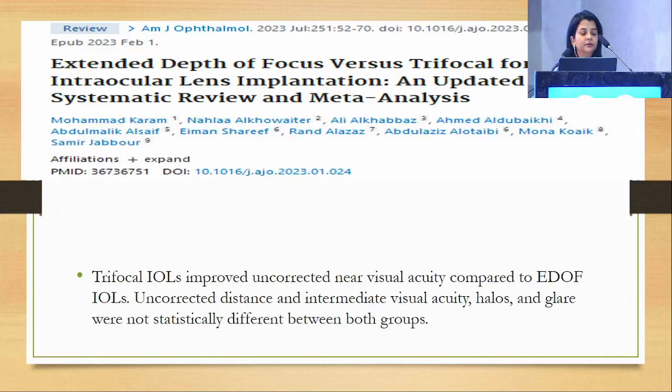On the other hand, the EDOF IOL gives significantly better uncorrected intermediate vision. The extended class IOLs do not meet the full criteria of EDOF, but they improve the intermediate vision.